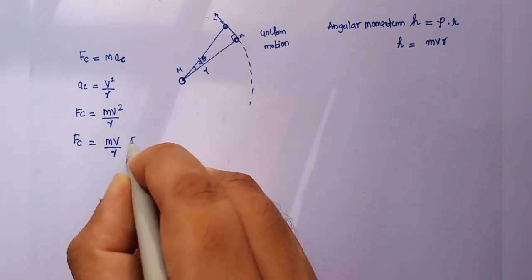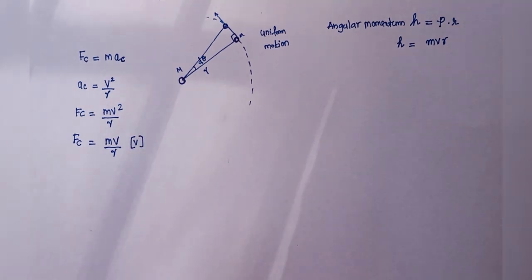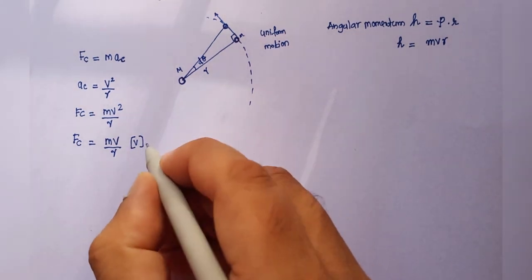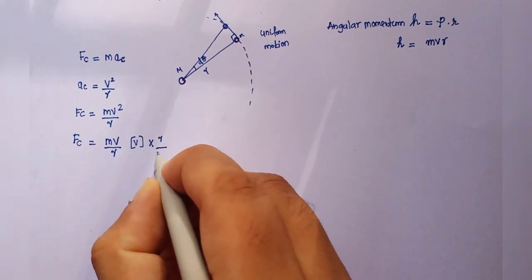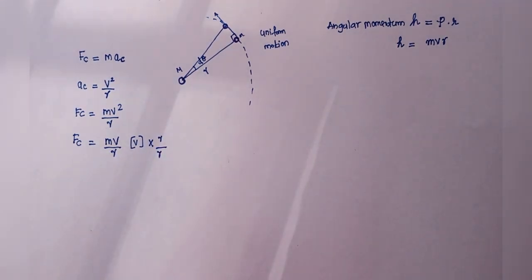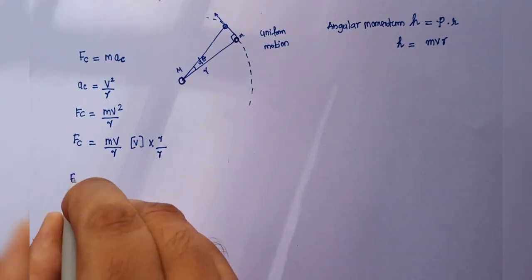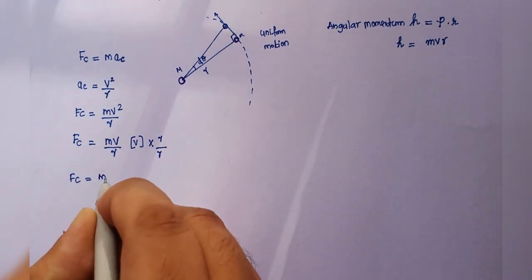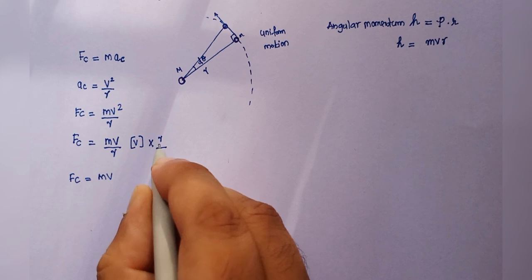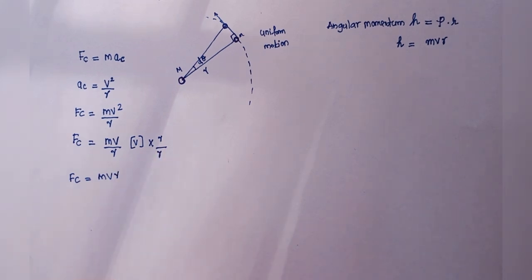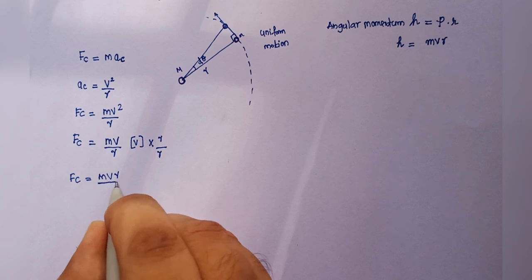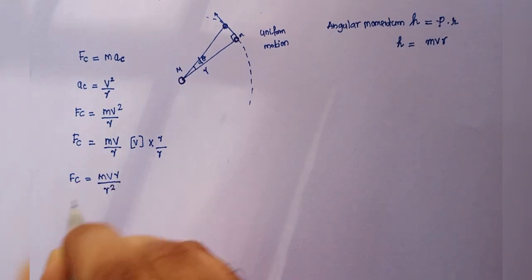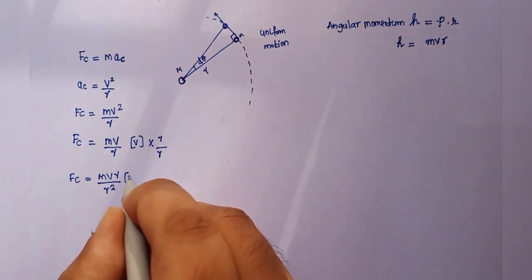Okay, now I take the v separately. I need to do some small adjustment over here. Now I multiply both r and divide this by r. Okay, now I can group the terms. Fc is equal to mv into, I'll take 1 r here, divided by r square, into v.